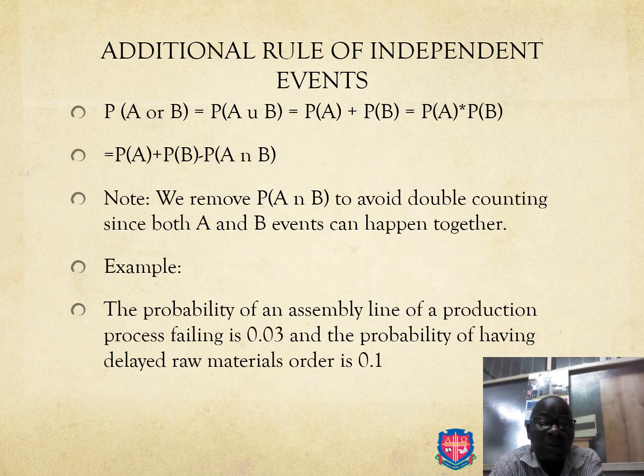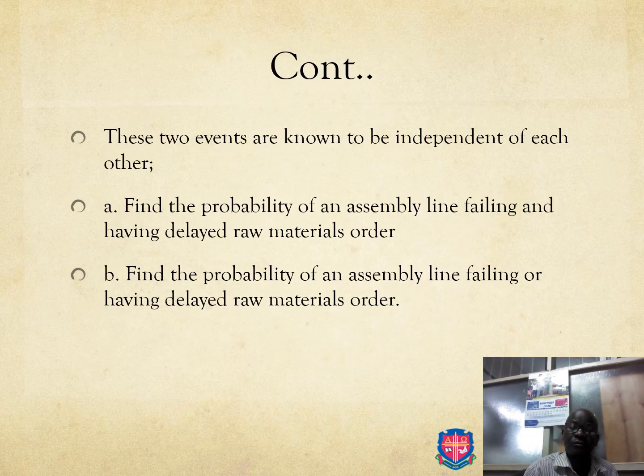Example. The probability of an assembly line of a production process failing is 0.03, and the probability of having a delayed raw materials order is 0.1. Those two events are known to be independent of each other. A. Find the probability of an assembly line failing and having delayed raw materials, which means intersection. And B. Find the probability of an assembly line failing or having a delayed raw materials order.